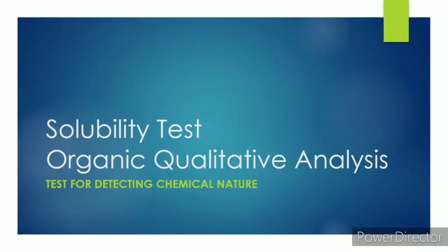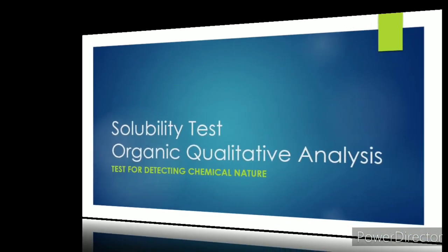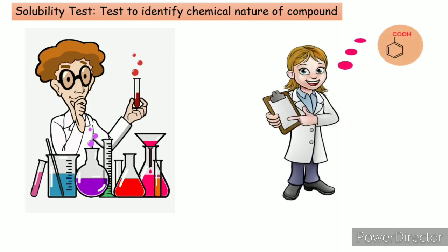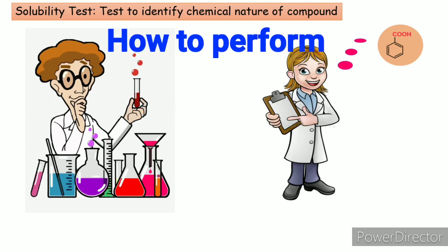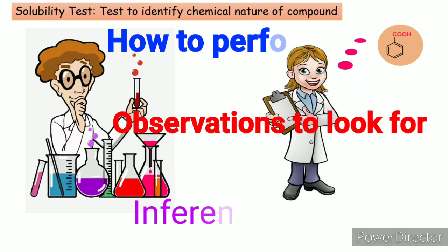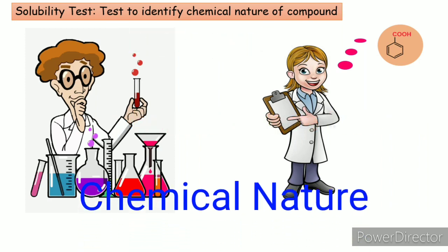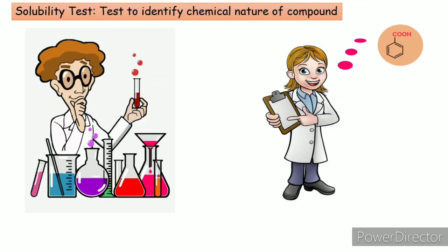When you perform an organic spotting experiment, there is one test, rather a group of tests, that will help you in correct identification of the compound. But if you miss that test, your result will be wrong for sure. This really important test is the solubility test. In this video, you will learn how to perform this test, what observations to look for, and how to draw correct inferences. So, in short, you will learn how to determine the chemical nature of a compound.